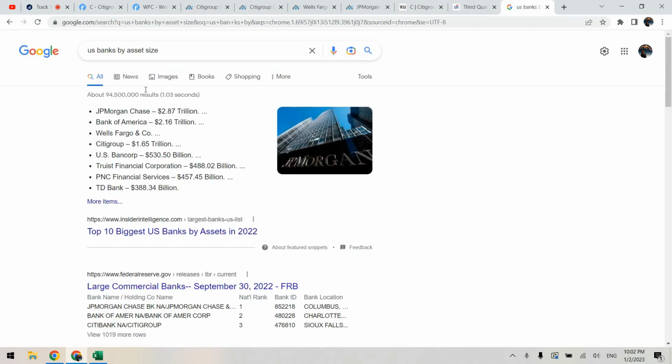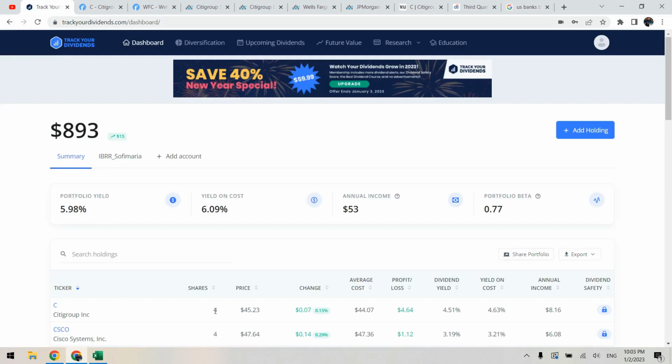And if you look at US banks by asset size, you will notice that they're number four with $1.6 trillion in assets. So that basically gives us an understanding that this is a very large institution with a lot of money, so it shouldn't be volatile. And as you understand, it's a bank, right? So as Warren Buffett says, if a bank is not doing something stupid like Credit Suisse, this is a really good business to invest into.